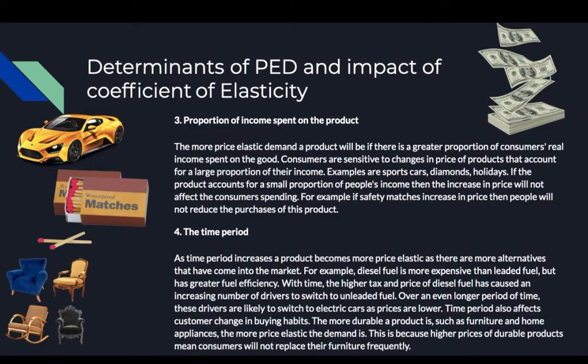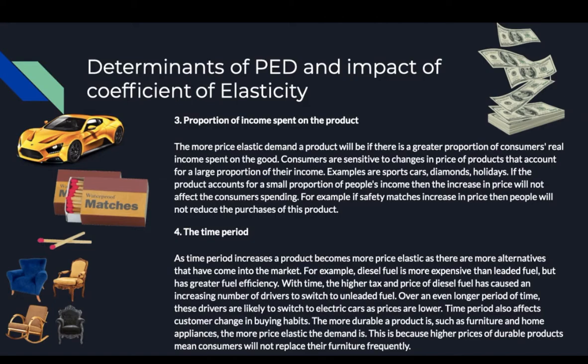If the product accounts for a small proportion of people's income, then an increase in price will not affect consumer spending. For example, if safety matches increase in price, people will not reduce their purchase of the product. And the last determinant of PED is time period. As time increases, a product becomes more price elastic, as more alternatives come into the market. For example, diesel is more expensive than leaded fuel, but has a greater fuel efficiency.